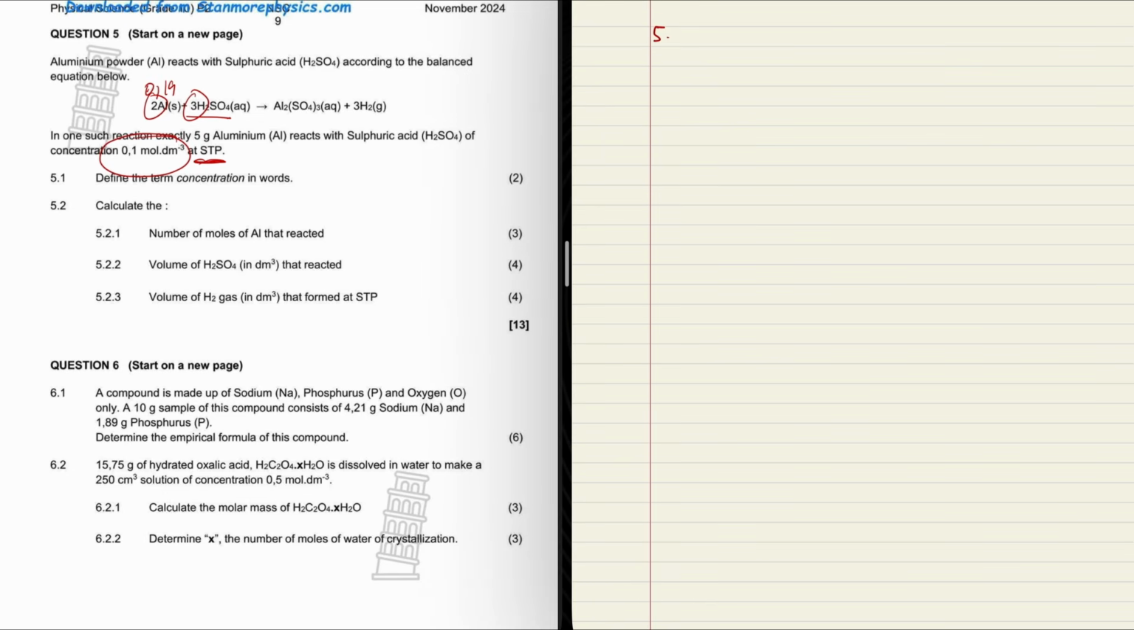Now question 5.2.3 says, calculate the volume of H2 gas that formed at STP. So H2, and we could use Al or we could use H2SO4. I'm going to use H2SO4 because it is a 3 to 3 ratio. So H2SO4 to H2, that is a 3 to 3 ratio, which is essentially 1 to 1. Now, we calculated that we don't actually have 1 mole of H2SO4, we have 0.285, and so this will also be 0.285 moles.